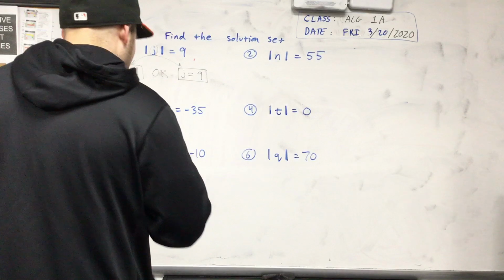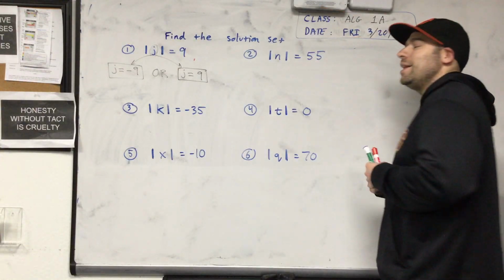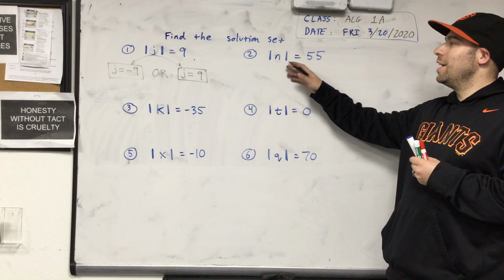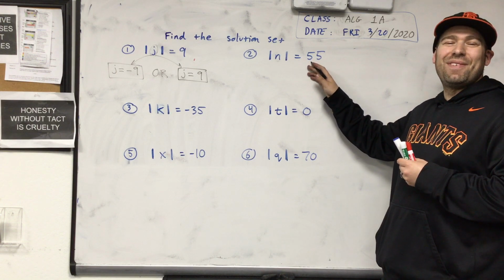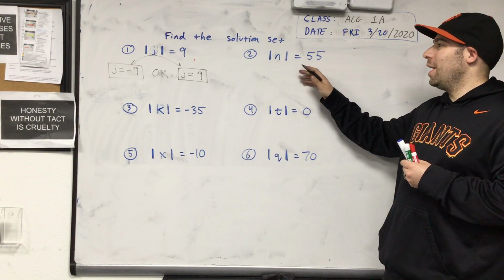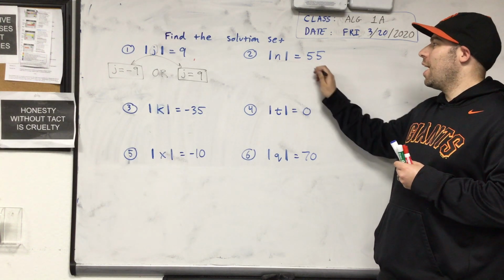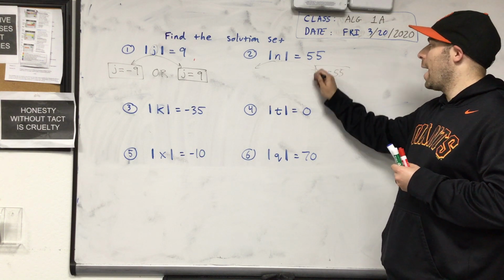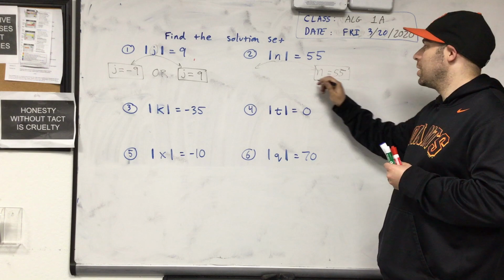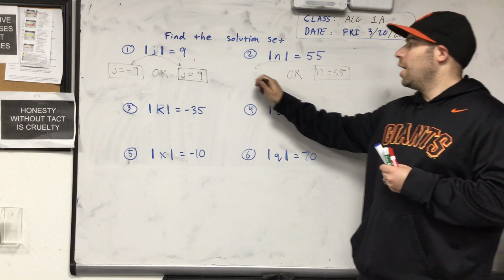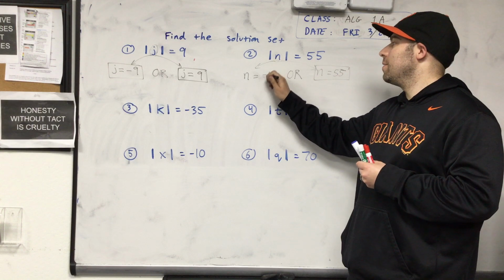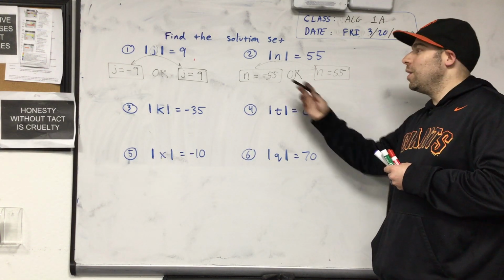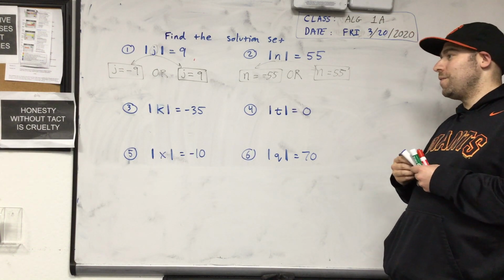Moving on to problem number 2, the absolute value of n is 55. The question is asking how do I get a distance of 55 steps? The output is positive, which means that it tells me I'm going to go either forwards 55 steps or backwards 55 steps. I'm going to get a better black marker once this is done. I can get n equals negative 55 as well. The absolute value of 55 is 55. The absolute value of negative 55 is also 55.